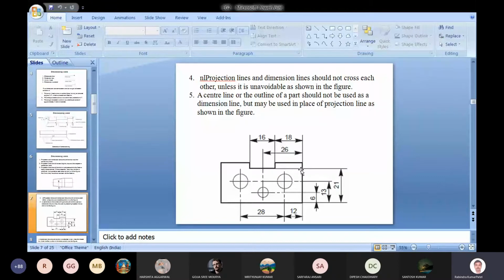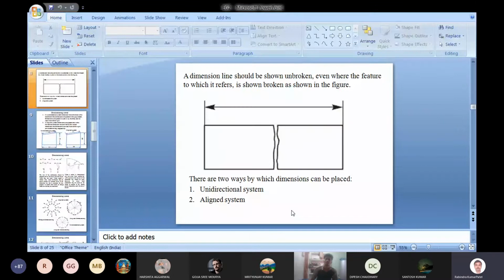And one more thing, there are two types of systems. One is the unidirectional system of placing the dimension, and the other is the aligned system of placing the dimensions. In this case, the figure which we are seeing is a case of the aligned system. We will learn the aligned system and the unidirectional system. Here one dimensional detail you can see.